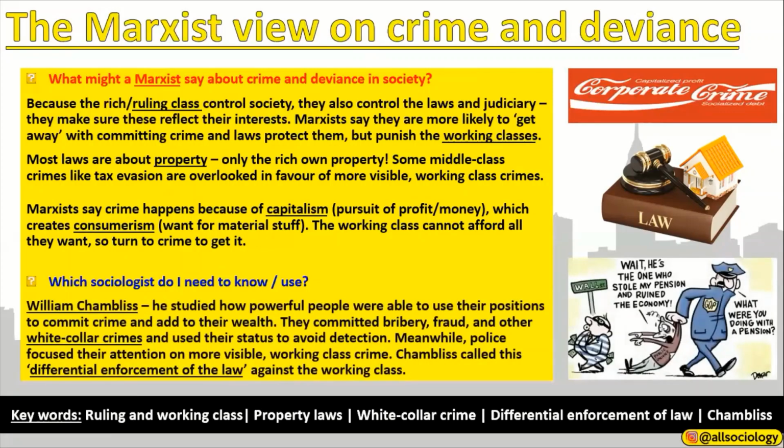So when we consider the Marxist approach to crime and deviance, I'm going to look at one key Marxist, and it's William Chambliss. Now, Chambliss, I love his argument because I think it's really good. His main concept is called the differential enforcement of the law.